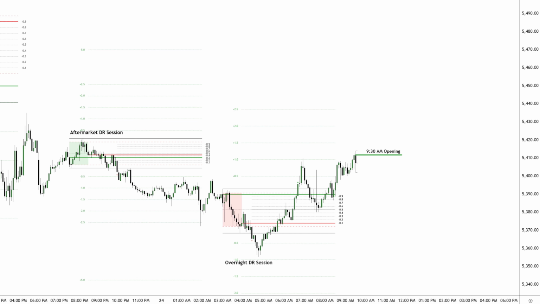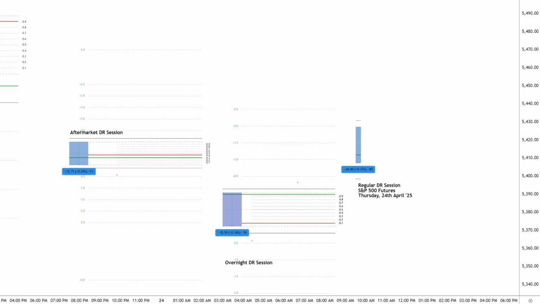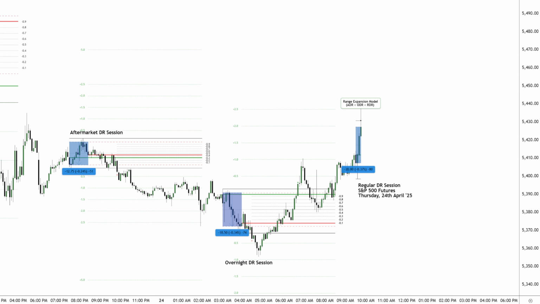Then just 15 minutes later, another key piece of information comes into play. The ADR mid gets breached. And now, if you measure the size of all 3 DR session boxes, even though the RDR hasn't fully formed yet, you'll notice that they are all expanding. This is a textbook example of a DR range expansion model beginning to take shape.